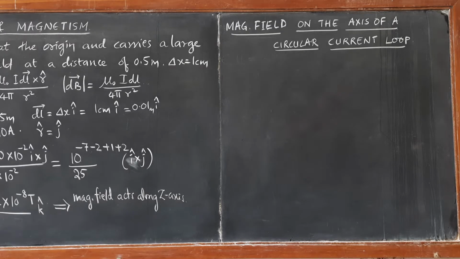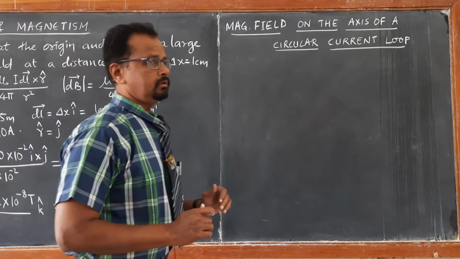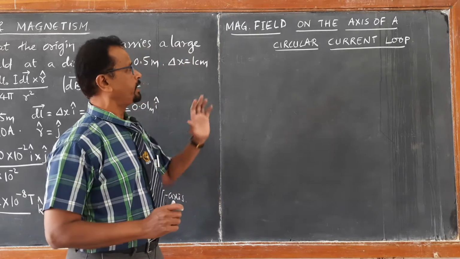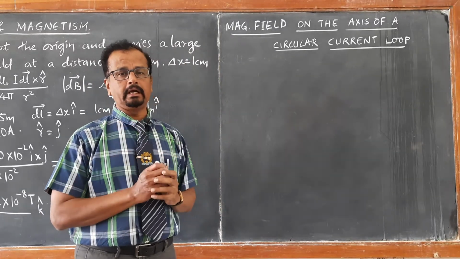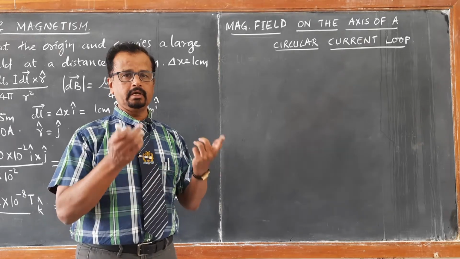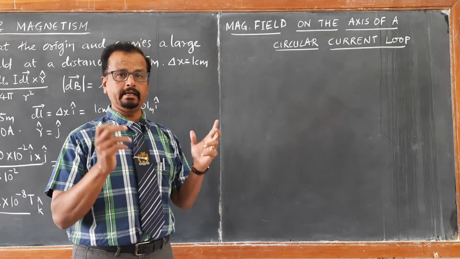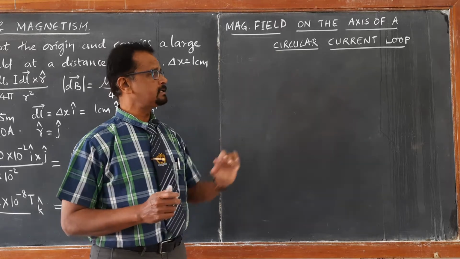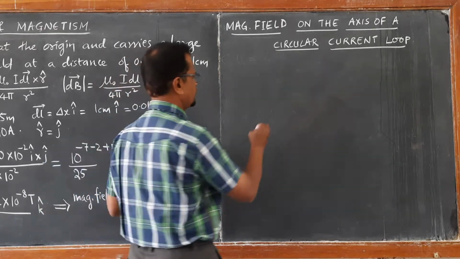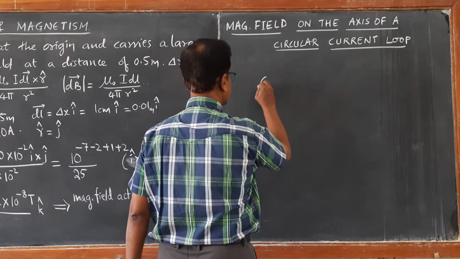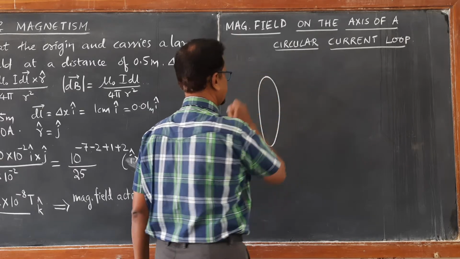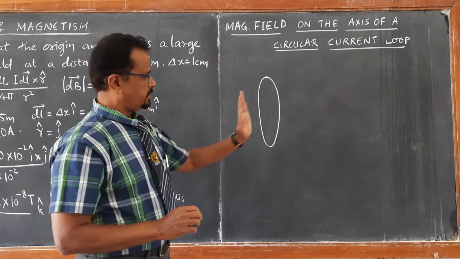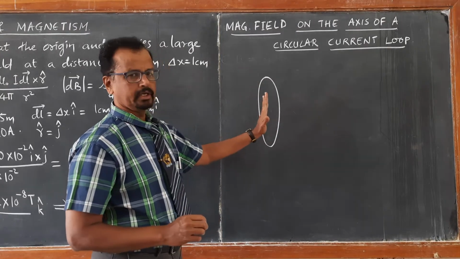Now we will apply Biot-Savart law. We use Biot-Savart law to find the magnetic field on the axis of a circular current loop. A circular ring, metallic ring carrying current. So that is what we call a circular current loop. Let us consider that there is a circular current loop which is kept in this way. It is a circular loop.